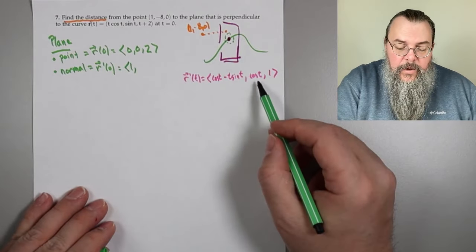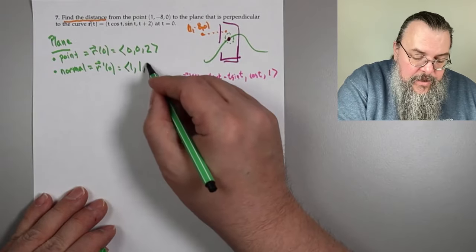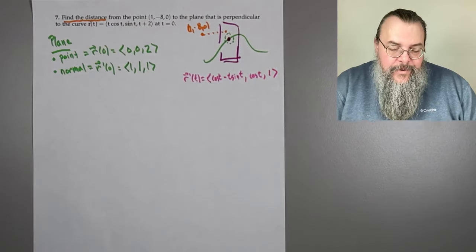Then we get another 1, cosine of 0 is 1. And then we get another 1, 1, 1, 1. Okay, cool, 1, 1, 1. All right, so that's our normal.